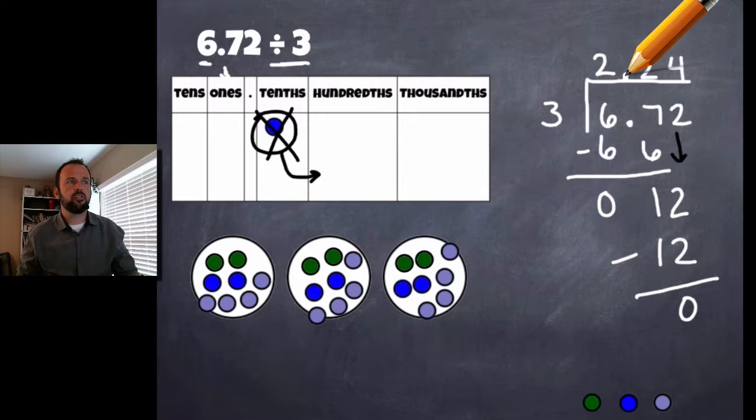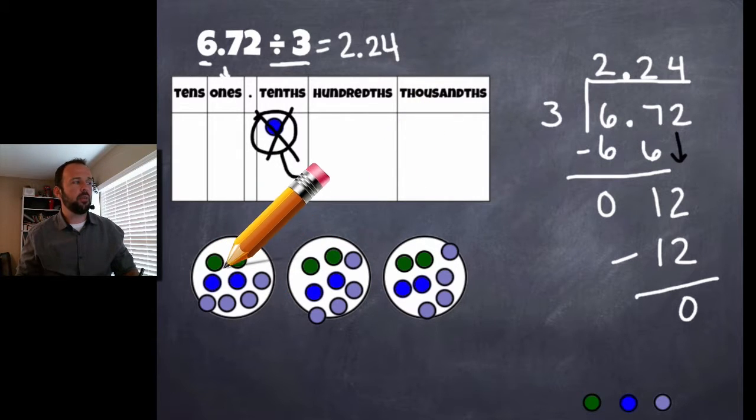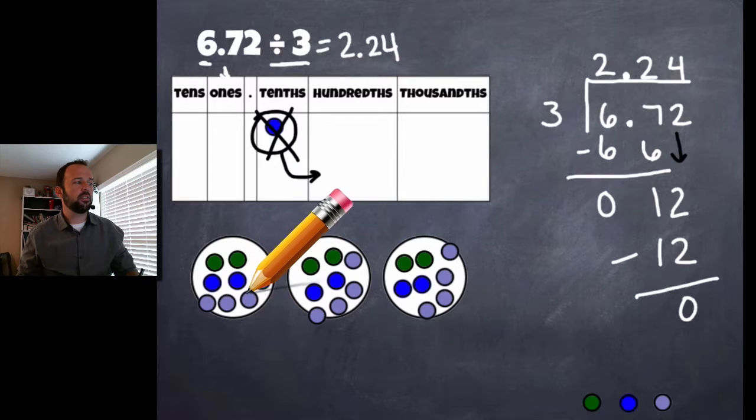So I'm just going to bring that straight up, and my decimal point is still going to be there. So my answer to this, according to the standard algorithm, is 2 and 24 hundredths. Now down here, if I were to count them up, I have 1, 2, 3, 4, 5, 6, 7, 8 place value disks, right?